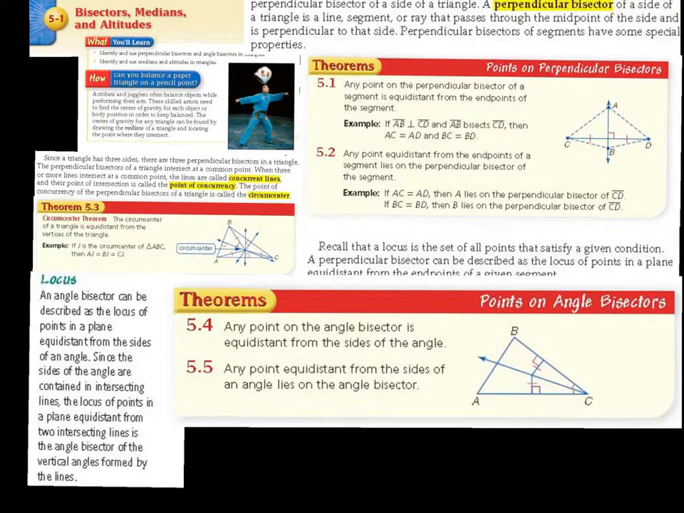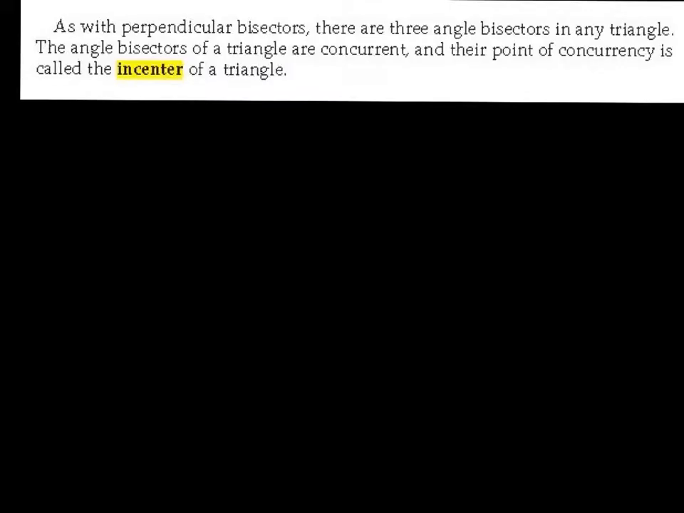Theorem 5.4 says any point on an angle bisector is equidistant from the sides of an angle, and any point equidistant from the sides of the angle lies on the angle bisector, the converse. As with perpendicular bisectors, there are three angle bisectors in any triangle. The angle bisectors of a triangle are concurrent, and their point of concurrency is called the incenter of a triangle.